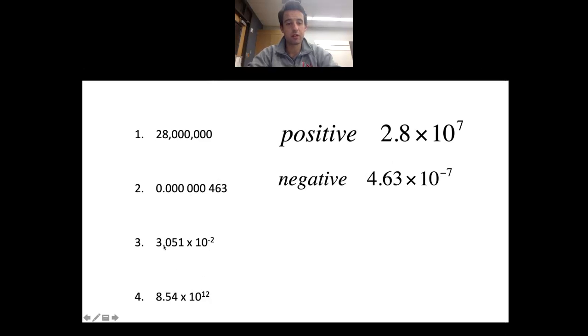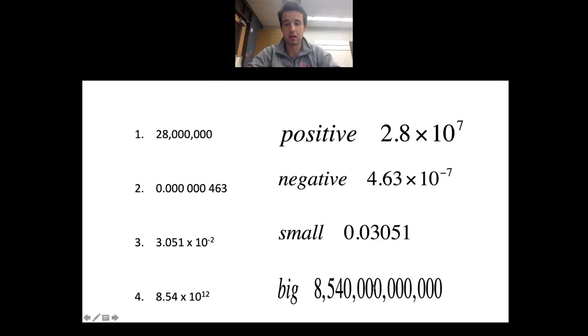For these next two, we're going to have to move this first one. We'll move the decimal place over to the left twice to get 0.03051. So that's a small number because it's got a negative exponent. And then over here in this last one, we're going to move it 12 times. So what I think is going to happen is we'll have 10 zeros. Yeah, 3, 6, 9, and then another one is 10.